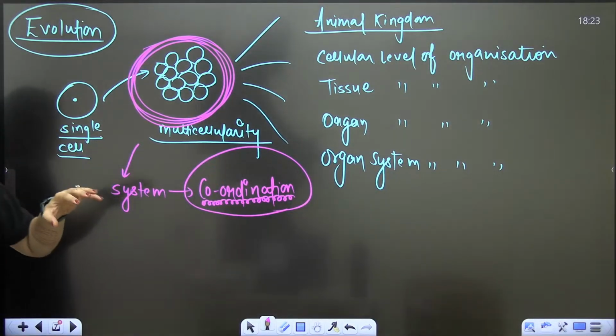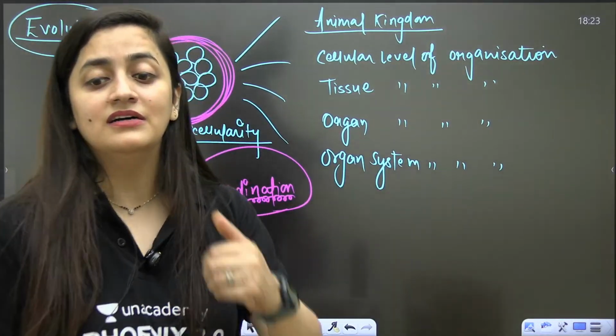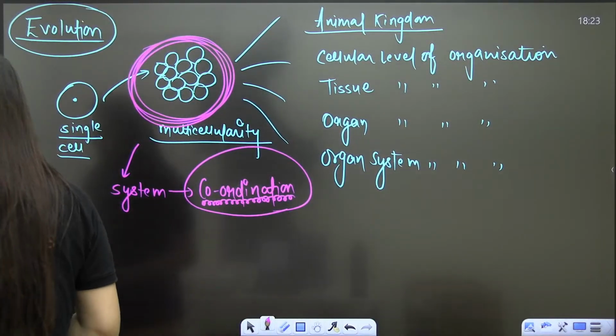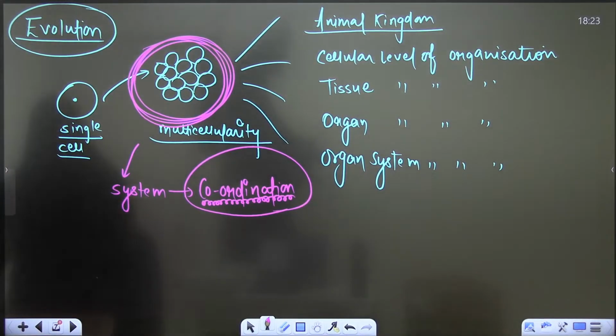Okay, right? The exchange of information, for all those things, there should be a system, right, Namita? There should be a system. Is that clear? There should be a system.